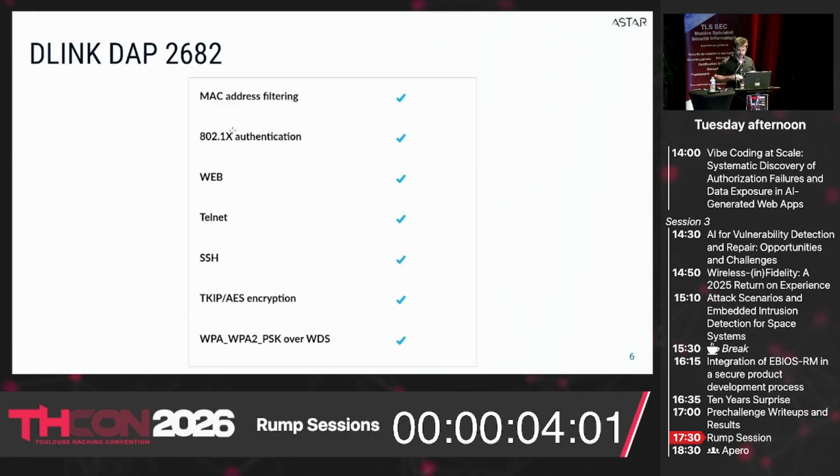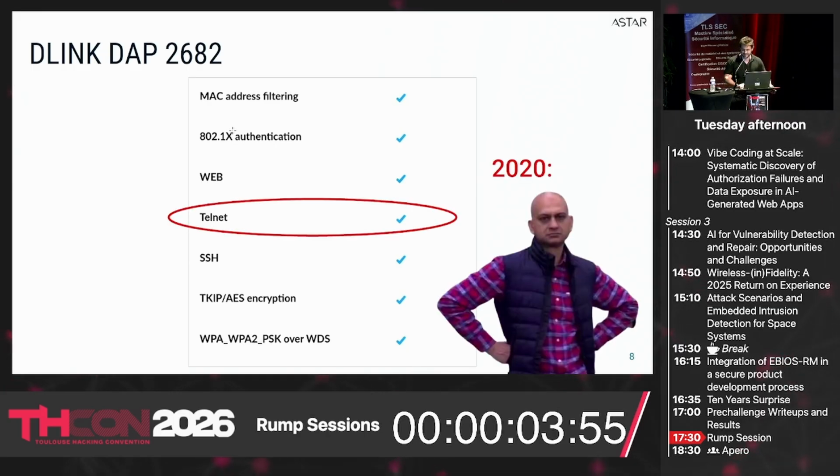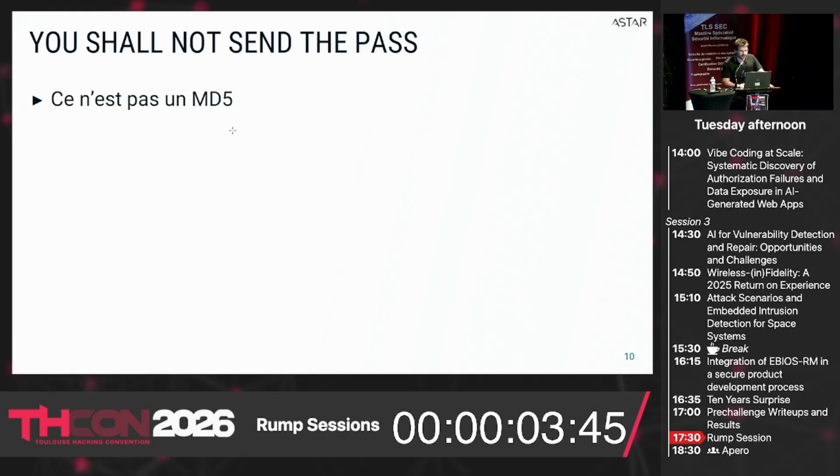Si vous lisez sa cheat sheet, il a plein de fonctions de sécurité. Le mot secure, il apparaît je ne sais pas combien de fois. Ils ont notamment Telnet et ça en 2020, ça fait plaisir. Bon, du coup, c'est quoi ce hash qu'il a envoyé ? J'ai essayé du MD5 avec Burp Suite à la volée, c'était pas ça, donc super. Va falloir que j'aille lire le code.